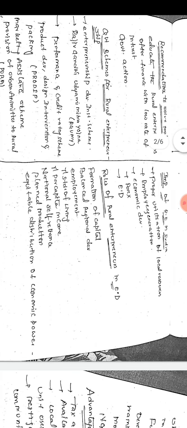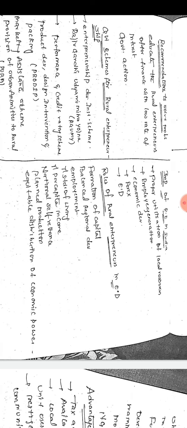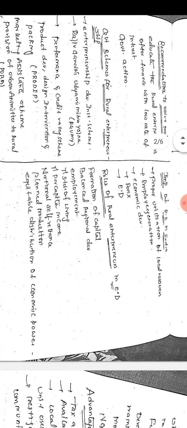So with the help of more and more rural enterprises developing, there will be formation of capital, and there will also be balanced regional development, that is between urban areas and rural areas. There are disparities in regional development; it will be balanced. And employment generation, as more and more people are migrating from rural areas to urban areas due to lack of employment. If more and more rural enterprises come forward and are established, then there will be less problem of unemployment, and there will be less migration of people to urban areas.